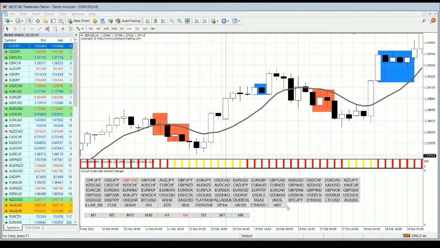Yes, the moving average period is 10. It's a 10 MA, simple moving average. It is just a common simple moving average, nothing more, nothing less.